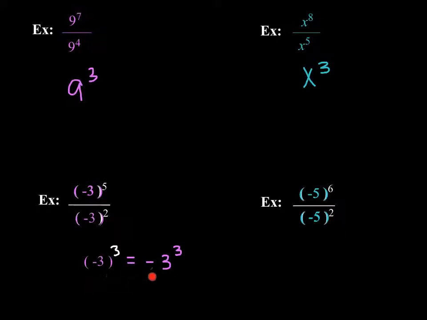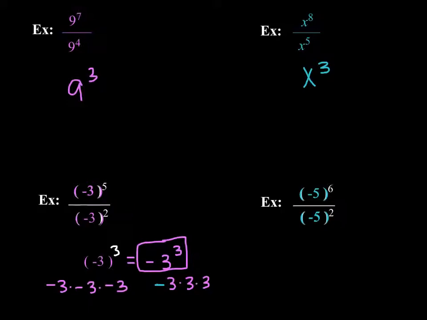Now the reason they're different, with the parentheses and without, is that this is saying to multiply negative 3 by itself 3 times. Whereas this one is saying to multiply 3 by itself 3 times, and then when you're done, just make it negative. But no matter what, you can actually see negative 3 times negative 3 is positive 9. Positive 9 times negative 3 is negative 27. 3 times 3 times 3 is 27. You make it negative, so you have the same answer. The reason this one is considered better is because it doesn't have parentheses.